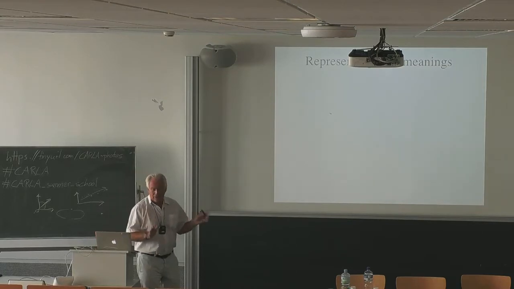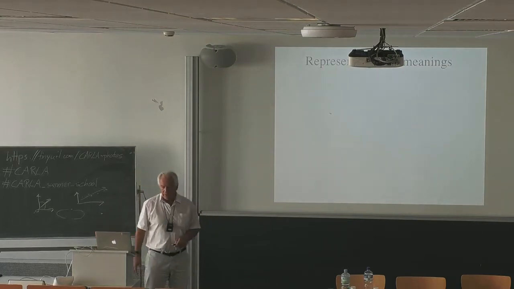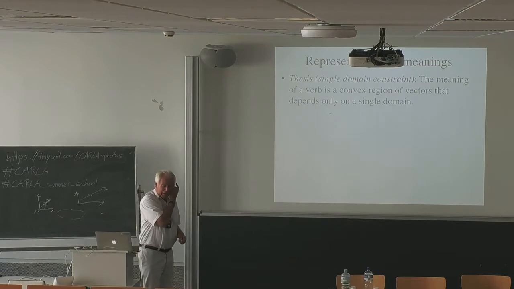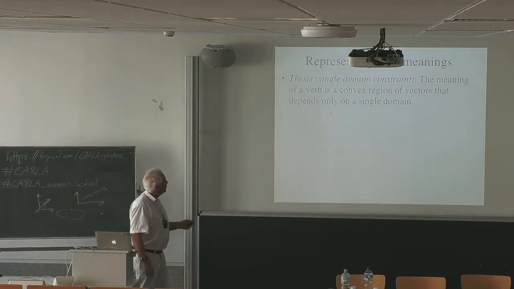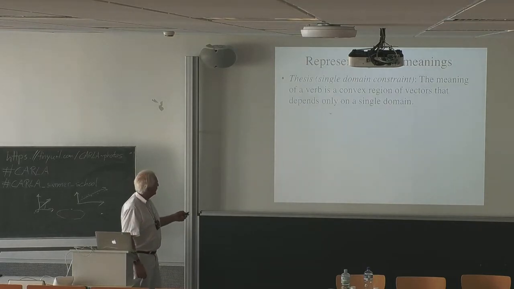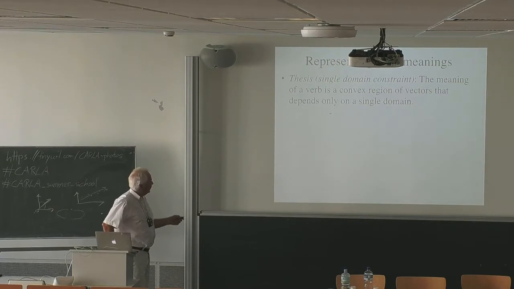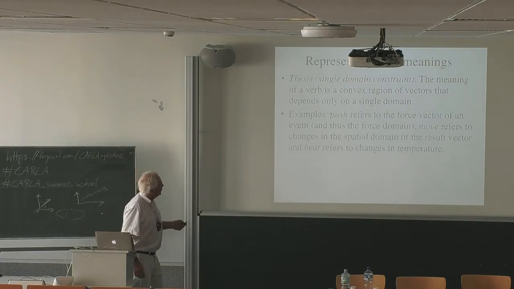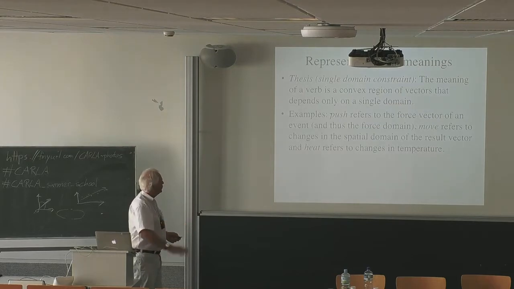Now I want to apply this to represent verb meanings. So again I give you a theory of verb meanings that says that a verb is a convex region of vectors that depends only on a single domain. And now it's a convex region of force vectors, as I said before. So here are examples. Push is a force vector of an event. I mean, I'm pushing something, and it refers to the force domain.